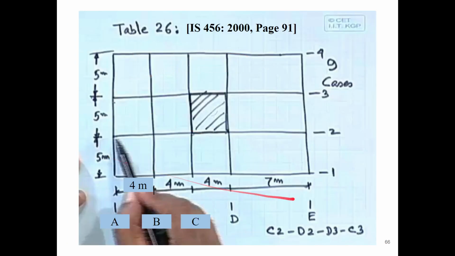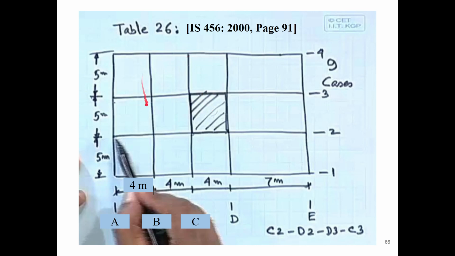So if we consider this slab, there are many panels, right? For example, if they have selected this panel, this panel is C2, D2, D3 and C3. So this is the name of a panel. Like this, many panels we can select. Based on these panels, there are various cases. As per IS 456, there are 9 cases that can be developed. So for these various panels, there can be 9 cases total, maximum. And these panels are the slabs.